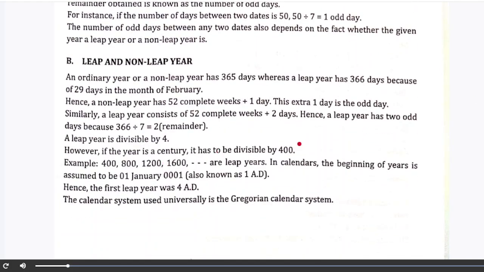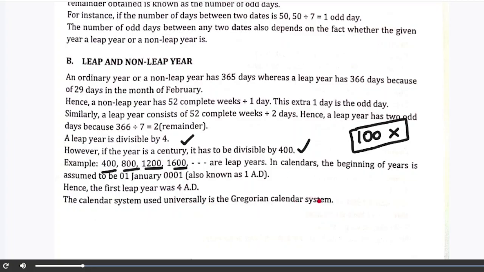That's what exactly they are saying here also. That means 400, 800, 1200, 1600, 2000 are all leap years. 100 will not be a leap year because it is a century year. Century year means two zeros come at the end. That is, a multiple of 100. It is a century year, so this has to be divisible by 400 to be a leap year.